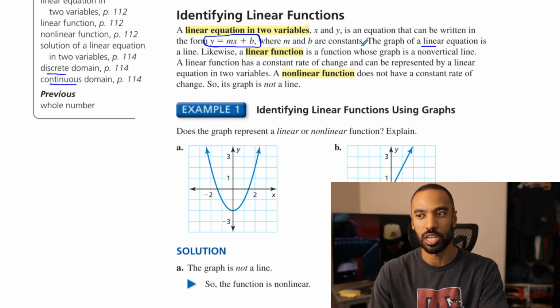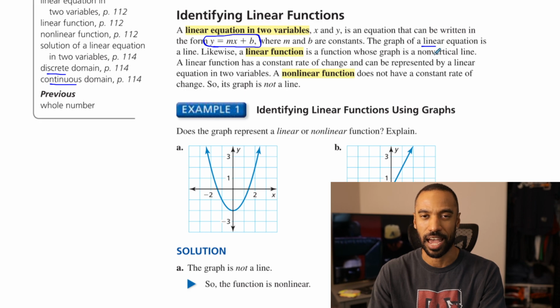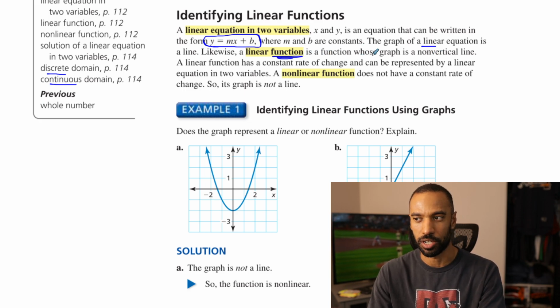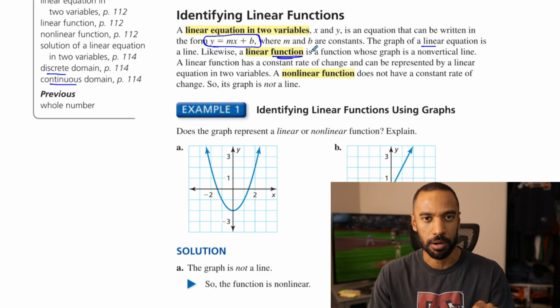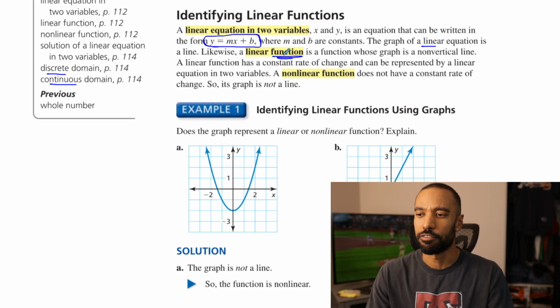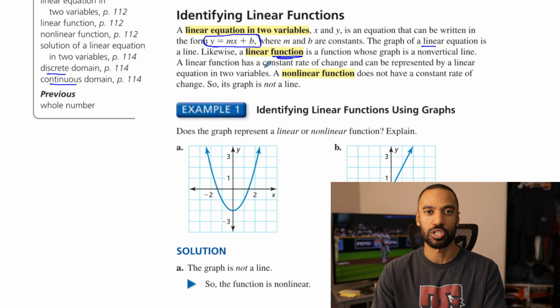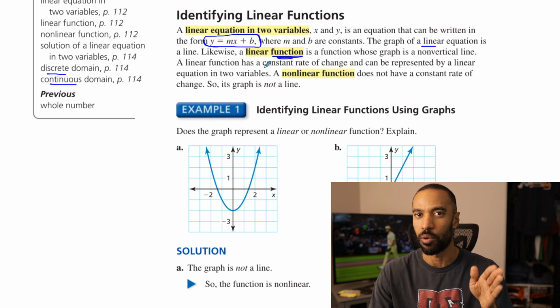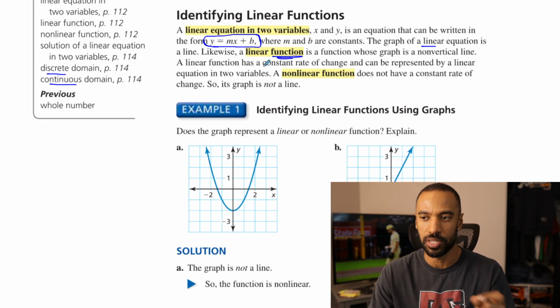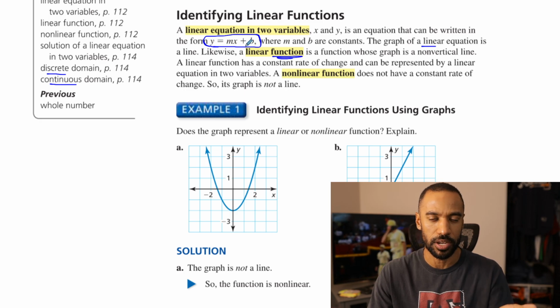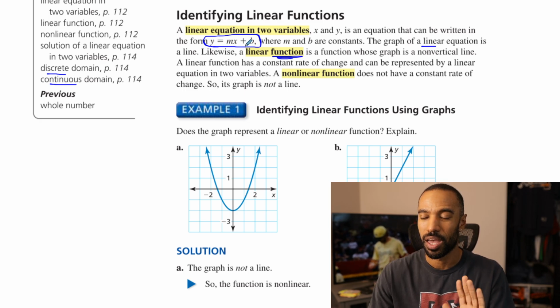So linear functions can be any kind of line, but it can't be vertical, because that is not a function, right? So keep that in mind when it comes to these. A linear function has a constant rate of change and can be represented by a linear equation in two variables. Constant rate of change just means each time x increases by 1, y increases by equal amounts. And that's going to be present when you see those in equations more. We'll see them in tables as well.